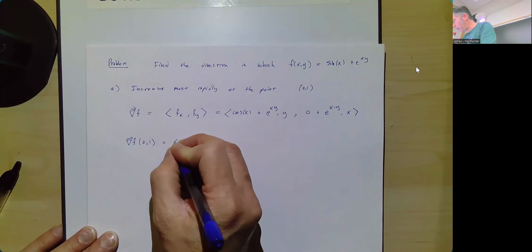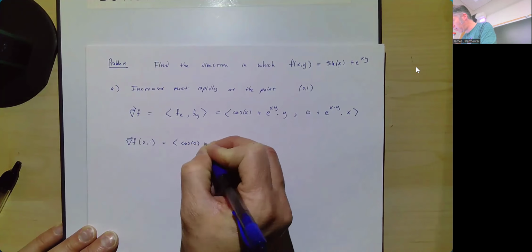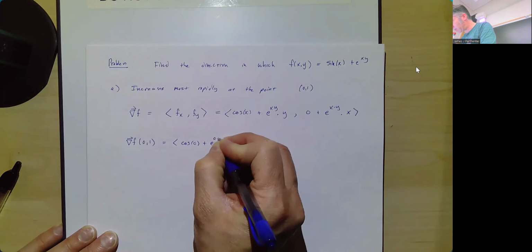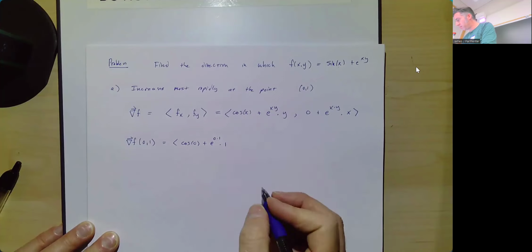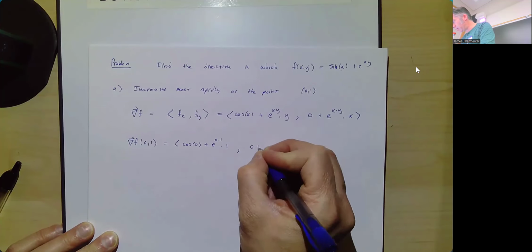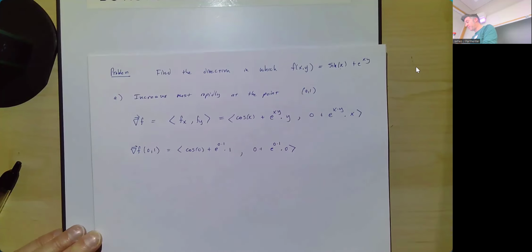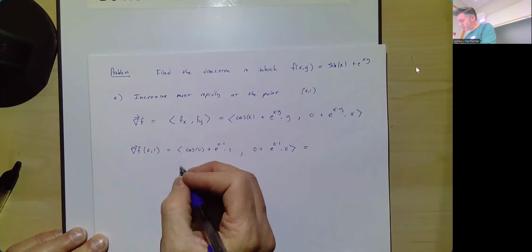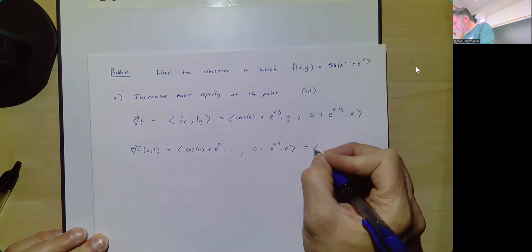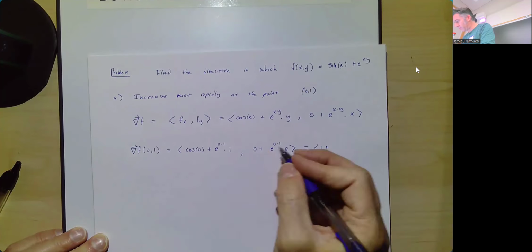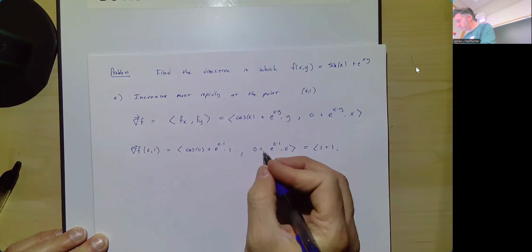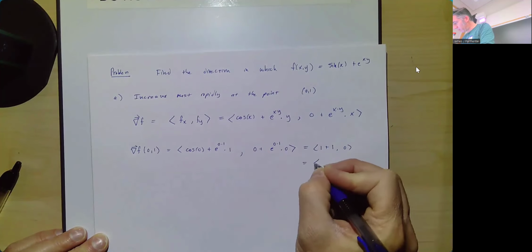So I'm gonna be like, oh yeah, it's gonna be cosine of 0 plus e to the 0 times 1 times 1, comma 0 plus e to the 0 times 1 times 0. Simplifying this, we're gonna get cosine of 0, which is 1, plus e to the 0 times 1, which is also 1, comma 0 plus 0. So I get the vector 2, comma 0.